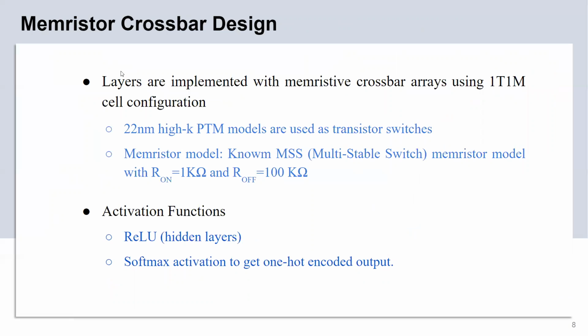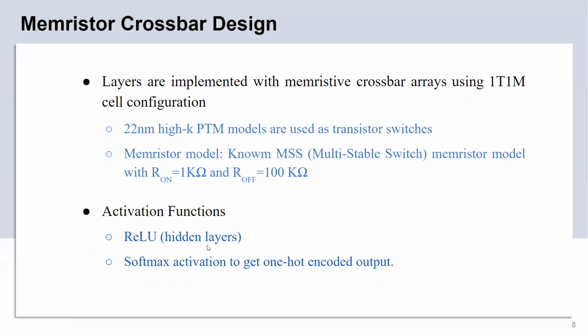So, memristor crossbar design. The first layer is implemented with TMS crossbar arrays, and the subsequent layers with a memristor crossbar design using the 1T1M cell configuration, and transistor switches are modeled with 22 nanometer high-K PTM models. Memristor model: multi-stable switch memristor model with R on equal to 1 kilo ohm, R off equal to 100 kilo ohm.